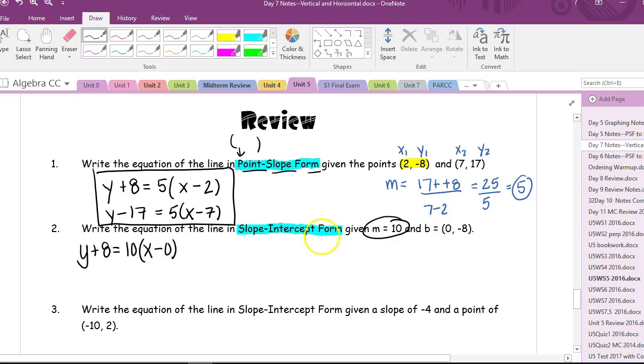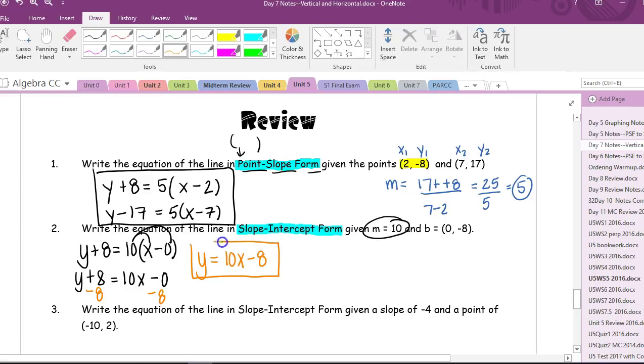Now it does say slope-intercept form. So we are going to distribute now and solve. And once you distribute, we're going to subtract the 8 over, and 0 minus 8 is -8.